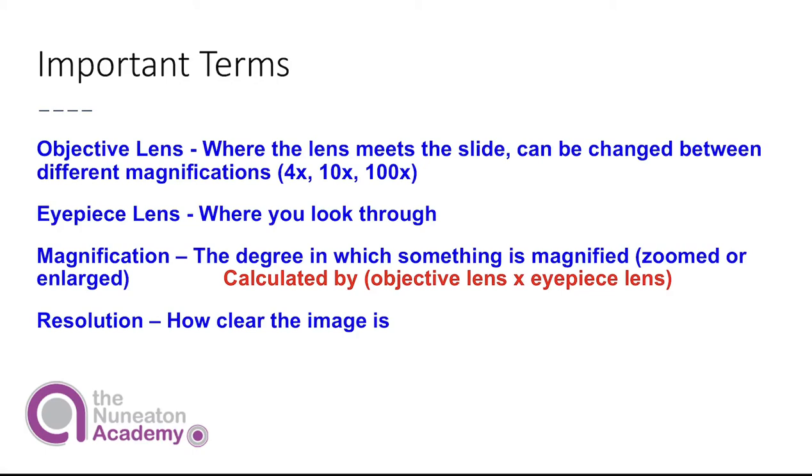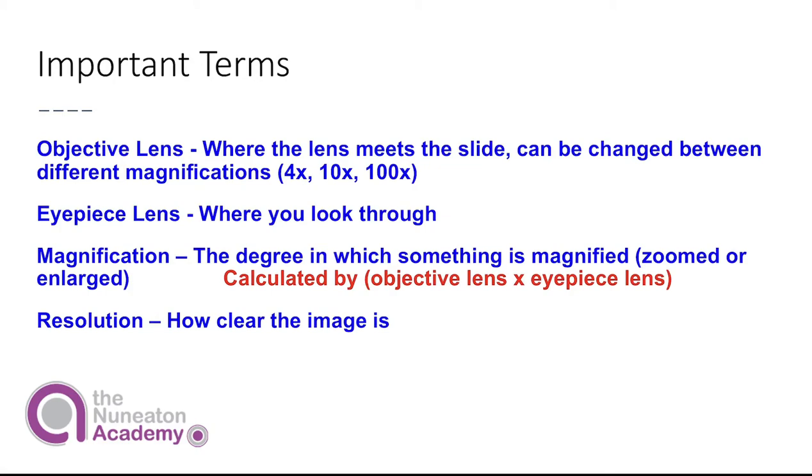So to start, I want you to take a moment to look at the important terms. When we describe microscopes, we have two different lenses. Firstly, we have our objective lens. This is where the lens meets the slide and can be changed between different magnifications. Your typical light microscope will have a 4 times, 10 times, and 100 times magnification on the objective lens. The second lens is the eyepiece, which, of course, you'll be looking through.